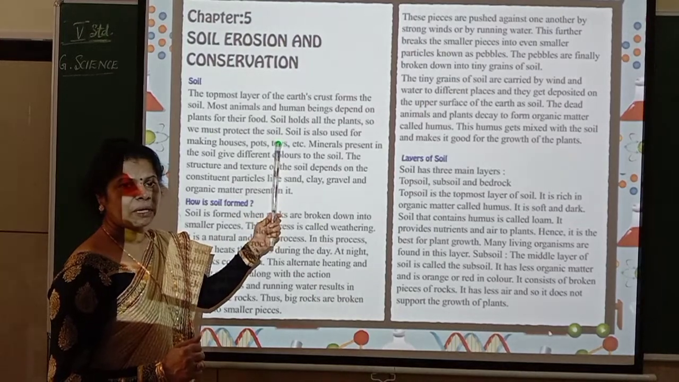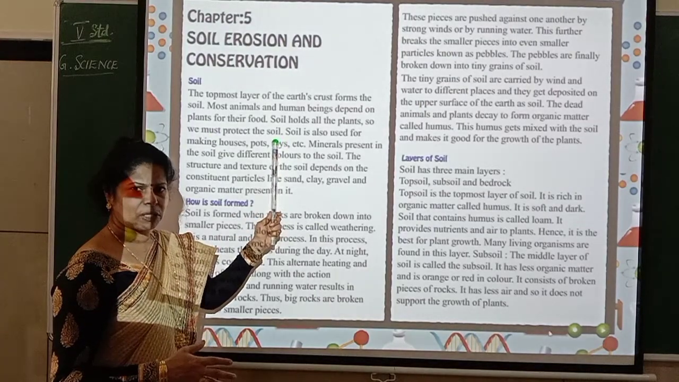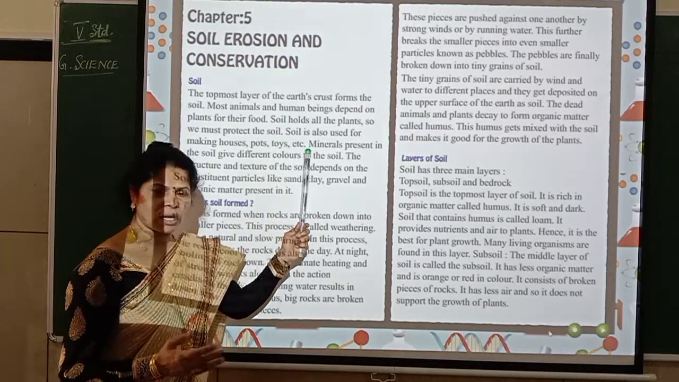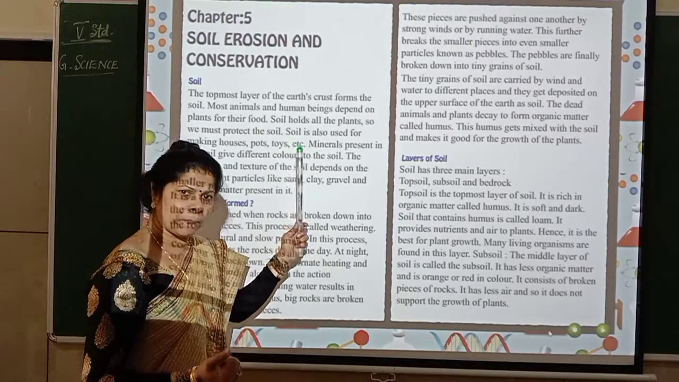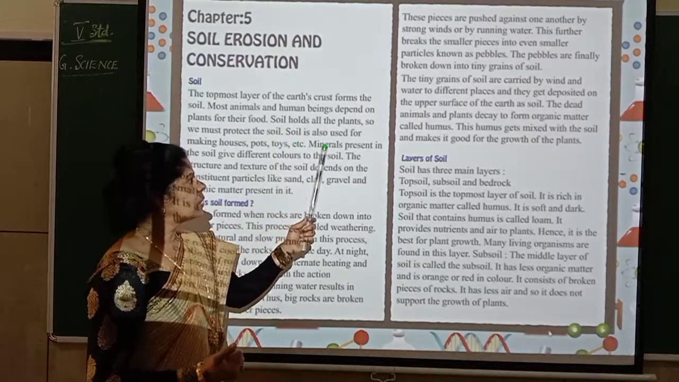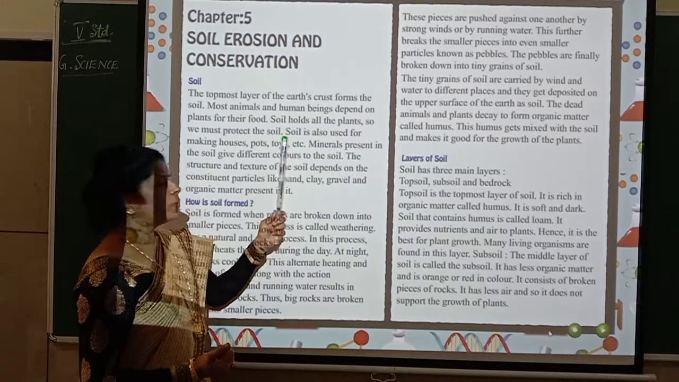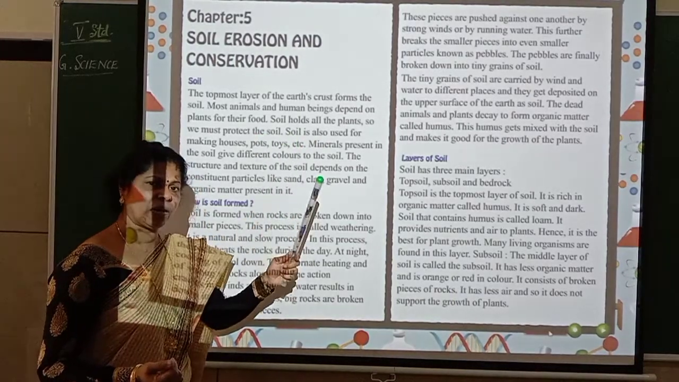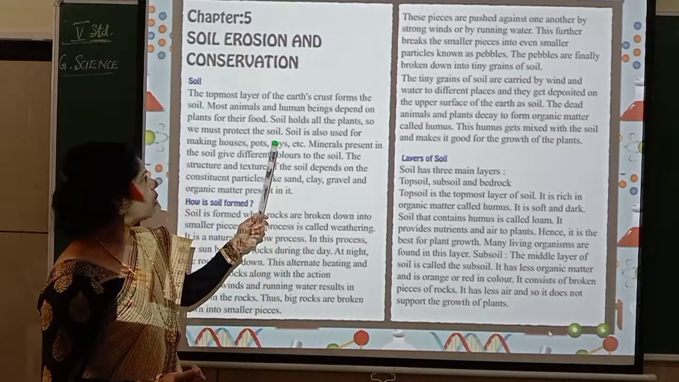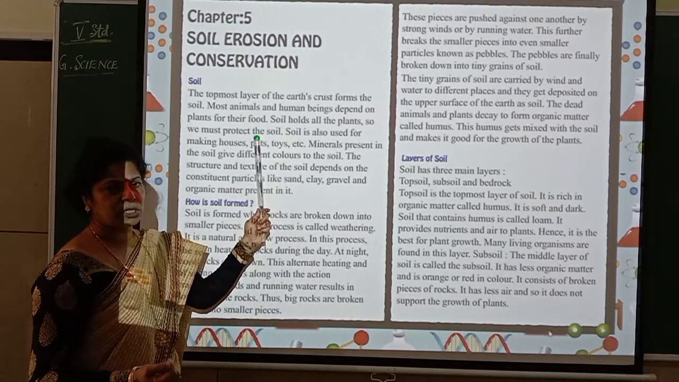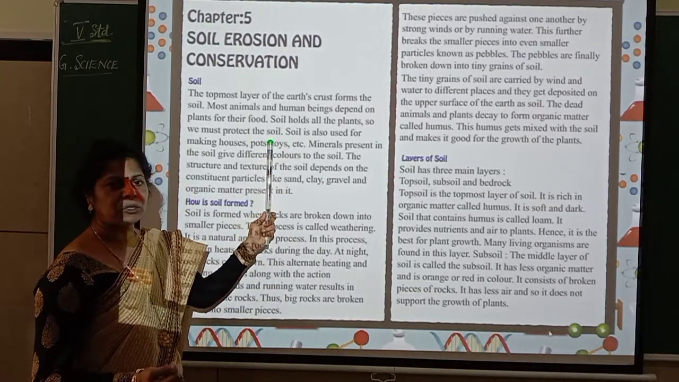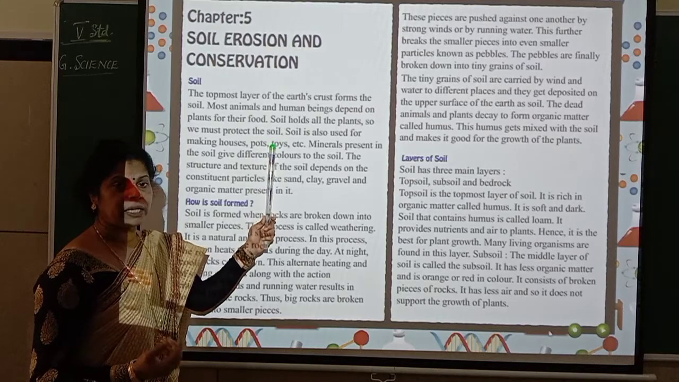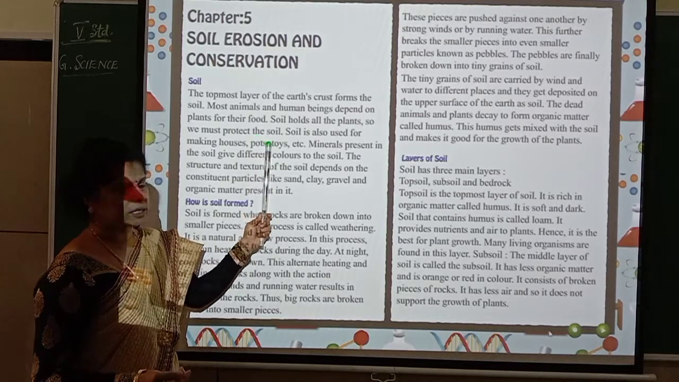Without plants, we are not able to survive. Especially, we require food, oxygen, everything that we are getting from the plants. So, this soil, which is required for growth of plants, is required for everybody in one way or the other. So what we have to do? We have to protect the soil. We should not make it get washed away, get eroded. So we have to protect it.